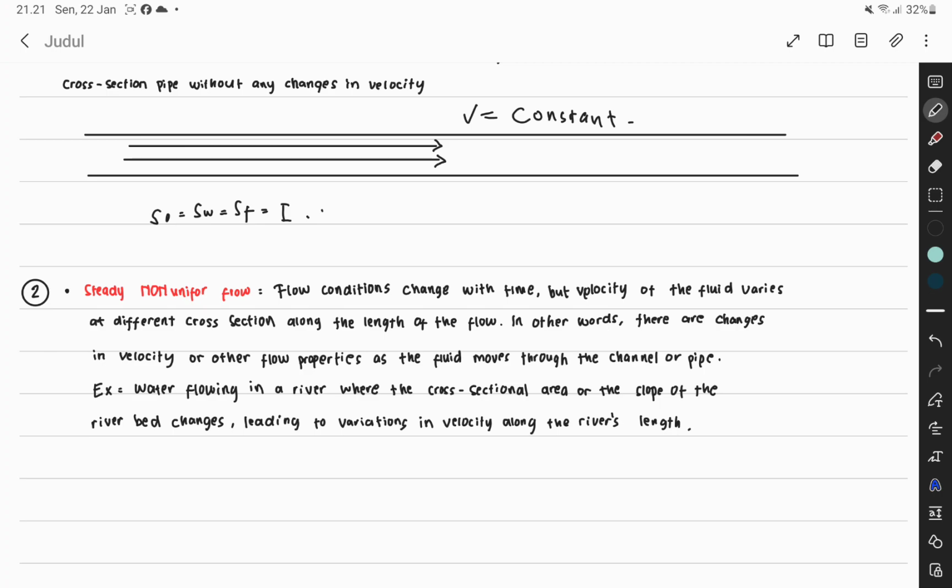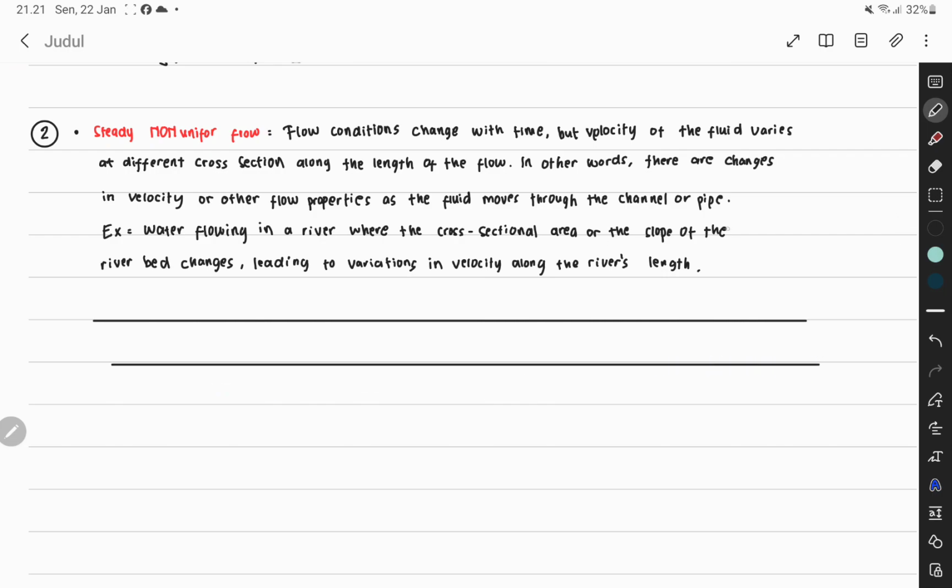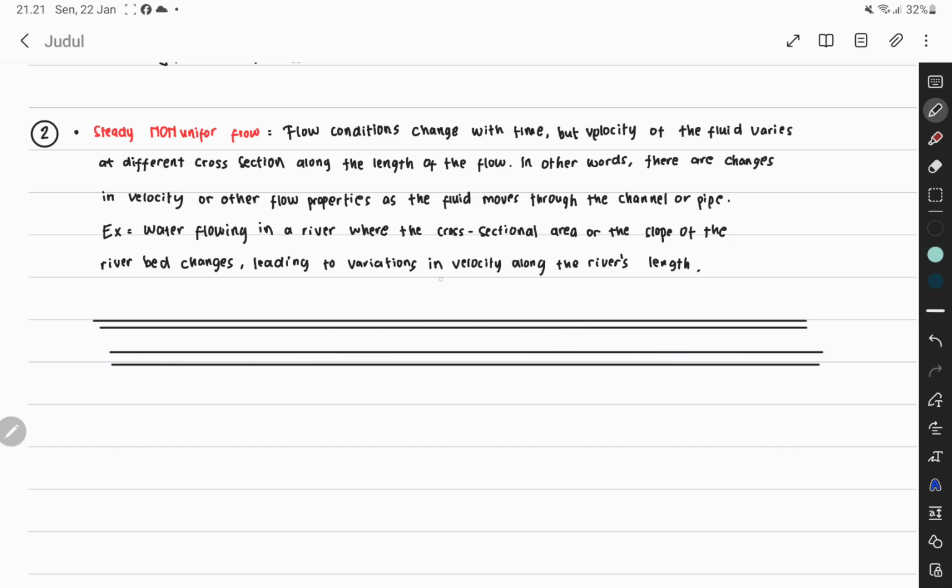For example, water flowing in the river. This is the river, where the cross-sectional area and the slope of the river bed change, leading to variation in velocity along the river's length. So the velocity at this point is different, and at this point is different. This one at this point and at this point is a different velocity.